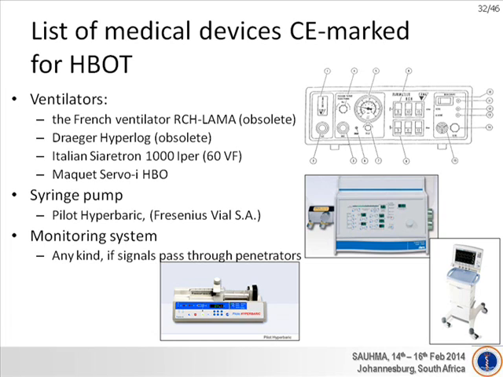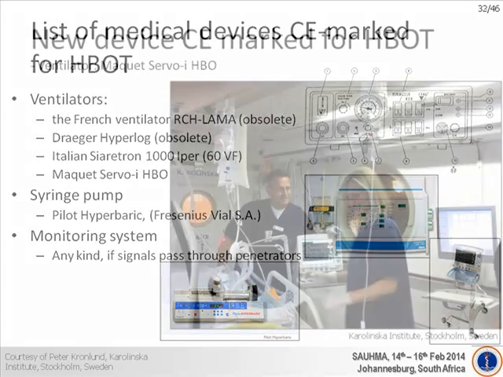Dräger Hyperlock, which is also obsolete, a very old device, and we have only two ventilators. One is the Italian Ciaretron, and the other one is quite fresh, the Maquet Servo-i HBO, which can be put inside the hyperbaric chamber. We have only one syringe pump, the Pilot Hyperbaric Fresenius. Monitoring is easier, because you know we can put the cables through the chamber and place whatever monitor we want outside, and only modules could be inside, so the situation is completely different.